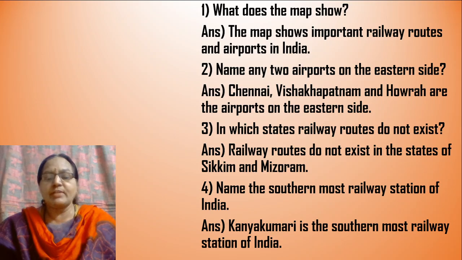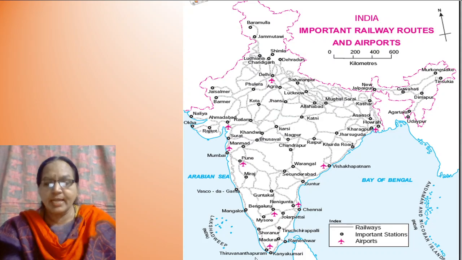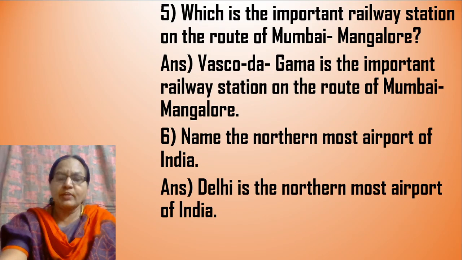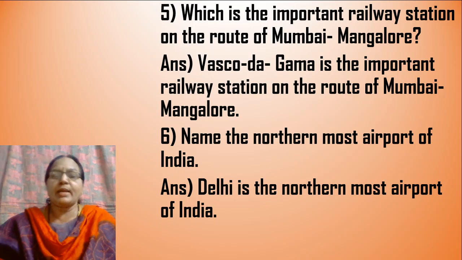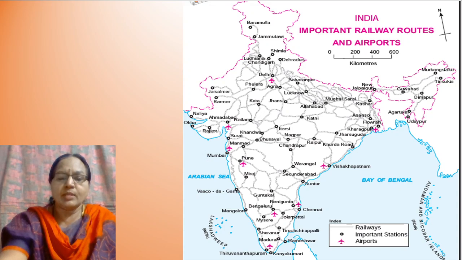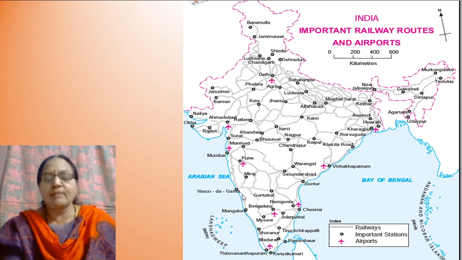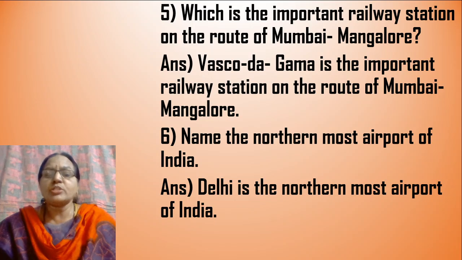Name the southernmost railway station of India. Which is that? It is Kanyakumari. So Kanyakumari is the southernmost railway station of India. Which is the important railway station on the route of Mumbai, Mangalore? So we have Mumbai, we have Mangalore. So which is the important railway station here? Very clear. It is Vasco da Gama. So Vasco da Gama is the important railway station on the route of Mumbai, Mangalore.